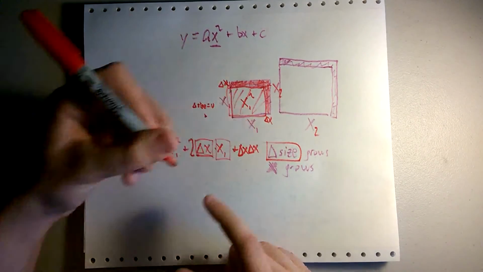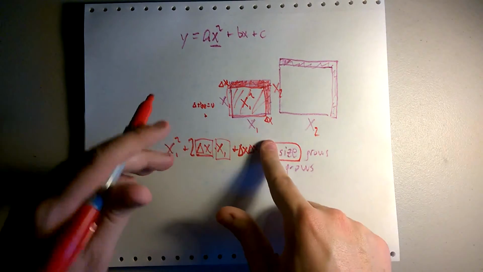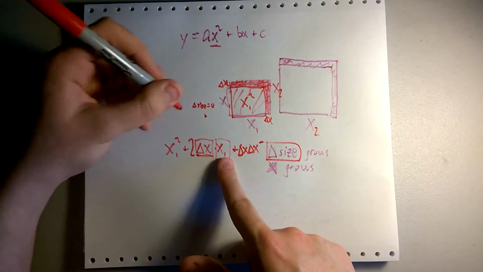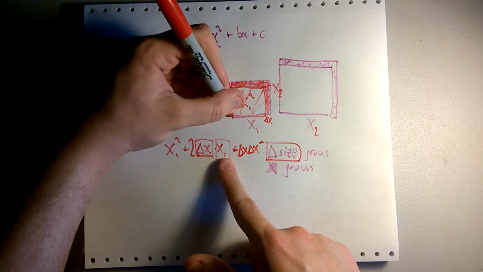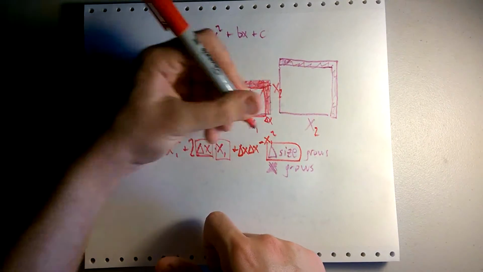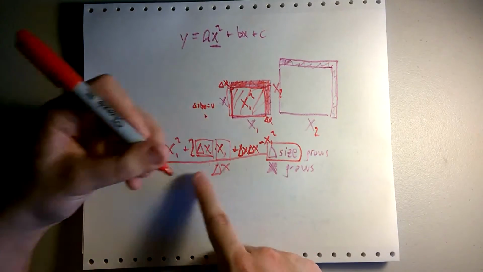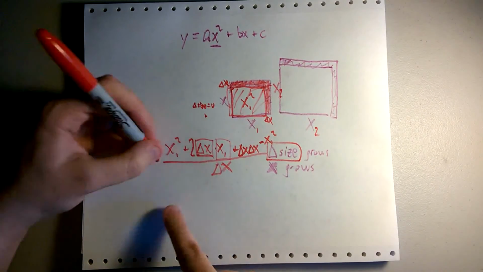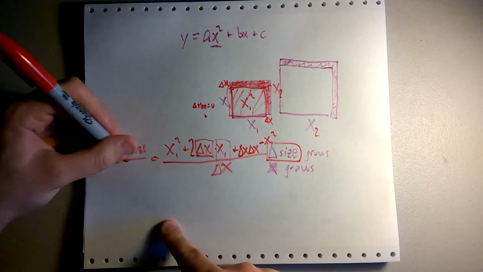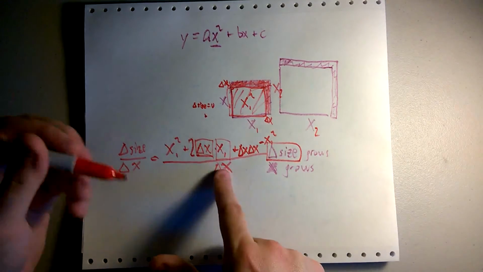Now, we don't really care about this whole thing. We only care about the change part. So we want to subtract the initial piece, which is x1 squared, and then we will also want to divide by the change in x, because dividing by the change in x, this is slope. It's the change in size, in this case, over change in x. So as we increase x, how does the size change?